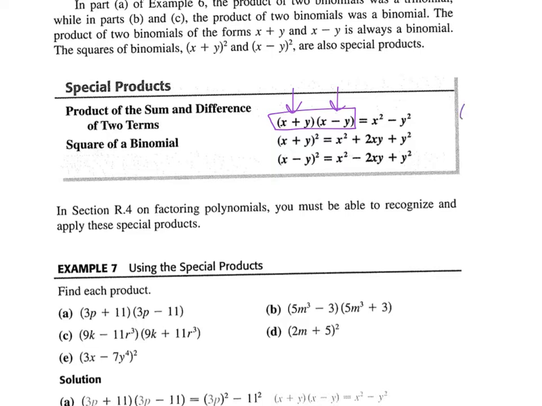So let's just say something easy, like x plus 5 and x minus 5. If I had FOILed this out, I'd get x squared minus 5x plus 5x minus 25. These are going to cancel. And I get x squared minus 25. So what this is saying is if you notice that pattern, same binomial, one's got a plus, one's got a minus, that I could take the first term and square it, take the second term and square it, and put a minus between them, and it will save me the work.